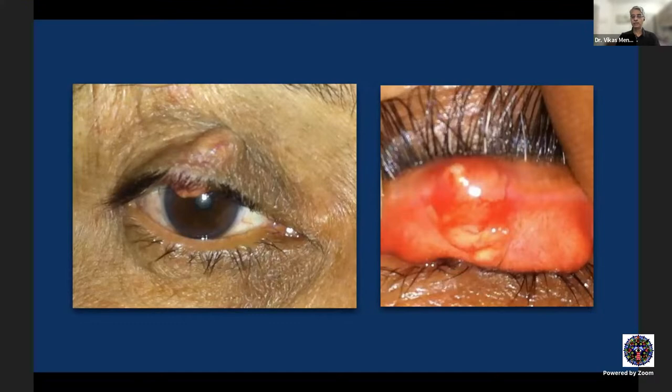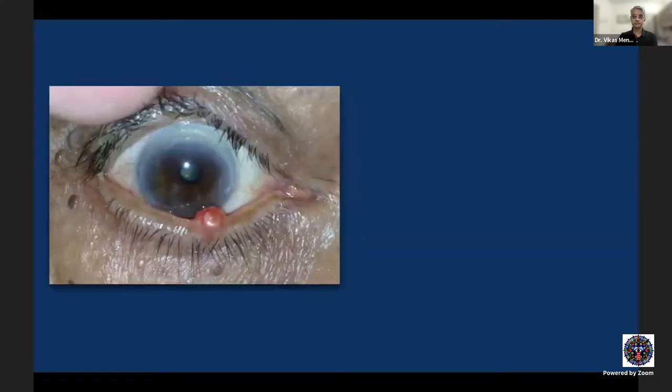So in all these cases, suspect it could be a malignancy and proceed cautiously as per the protocols that we will discuss subsequently.